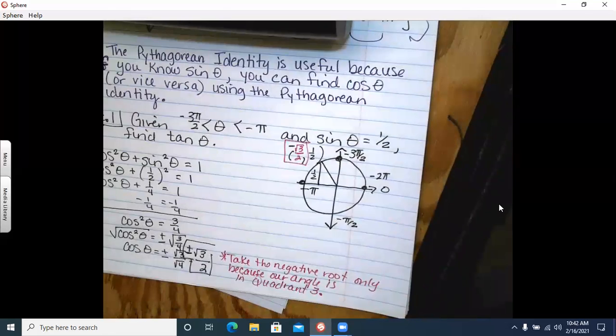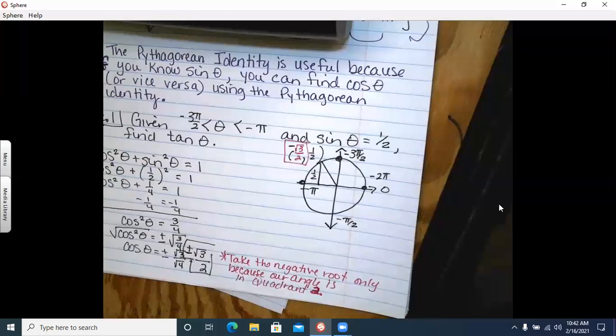So great, we found the cosine, but is that... yes? Quadrant 2, sorry, quadrant 2, not quadrant 3. Thank you. Quadrant 2. So yeah, we found cosine of theta.